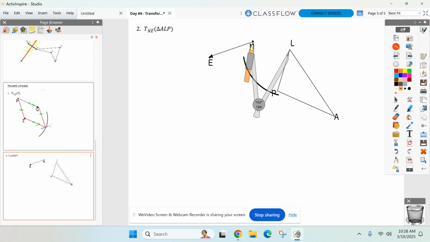Because think about it. We're doing one side of the parallelogram now. Now we're about to go to the opposite side of the parallelogram. Now I slide down and put my compass point on the end of the vector, so point E. And now I'm going to figure out where L prime is going to be.